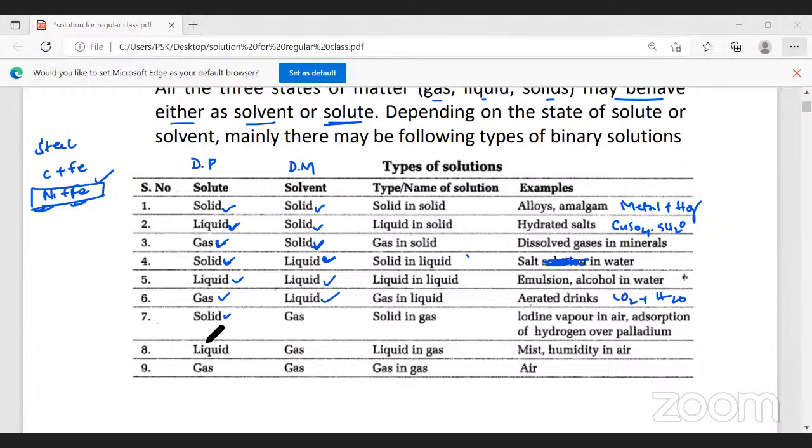Now the seventh type of solution is where solid is the dispersed phase and the dispersed medium is gas. Those kind of solutions are called solid in gas. Iodine vapors in air. Solid is the dispersed phase and gas is the dispersed medium. Another example is hydrogen over palladium. Palladium is a metal, which is a solid and the dispersed phase.